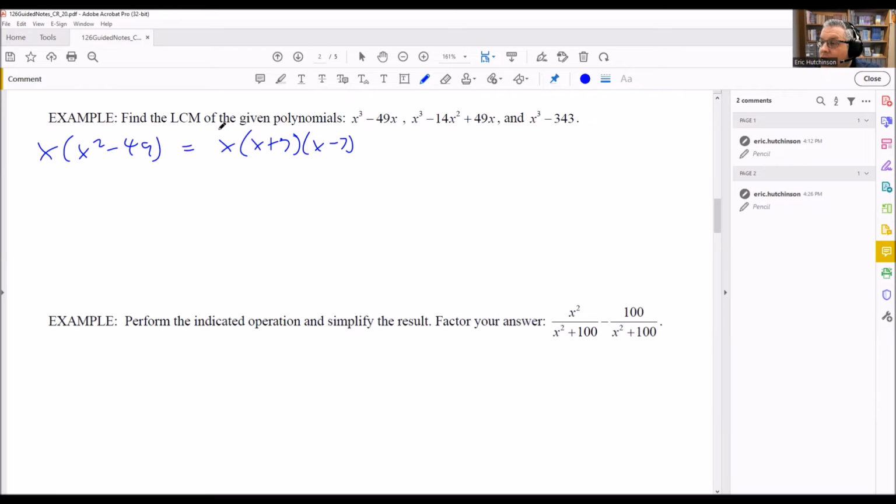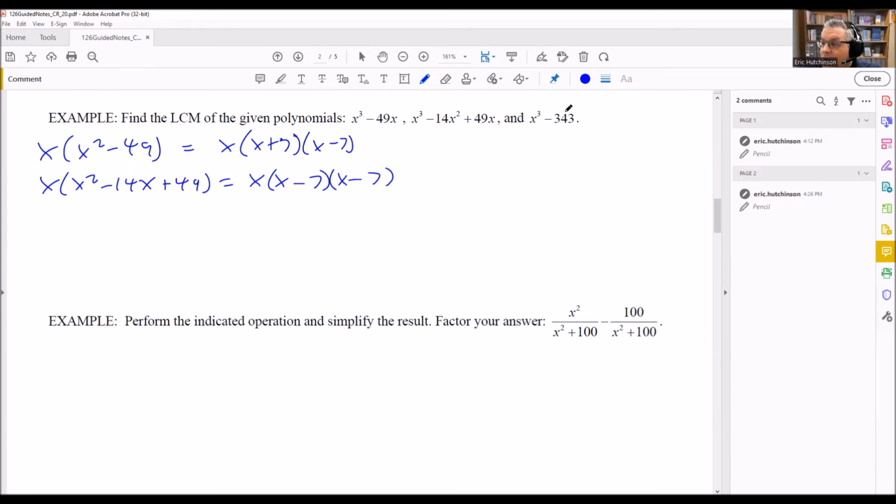Now the second one, we can factor out an x from that one also. We get x squared minus 14x plus 49. But that can be factored again as well. For the factors of 49, we want two numbers that multiply to make 49 but add to be negative 14: x minus 7 and x minus 7.